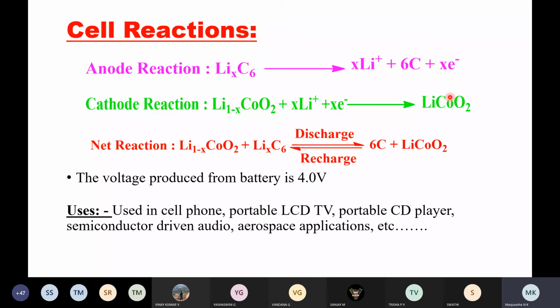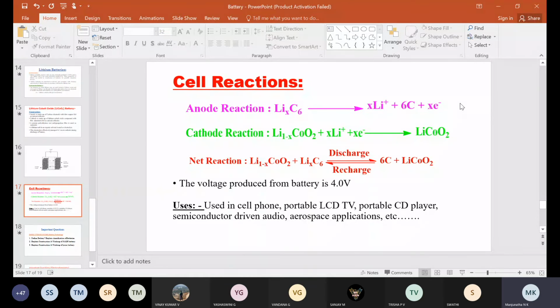Is that clear? Any doubt in lithium ion batteries? In your syllabus, they mention lithium ion battery. For that, one example is the lithium cobalt oxide battery. You will not get the question 'Explain construction and working of lithium cobalt oxide battery.' You will get the question 'Explain construction and working of lithium ion batteries.' For that, you take one example, the lithium cobalt oxide battery, and write it. Is it clear?